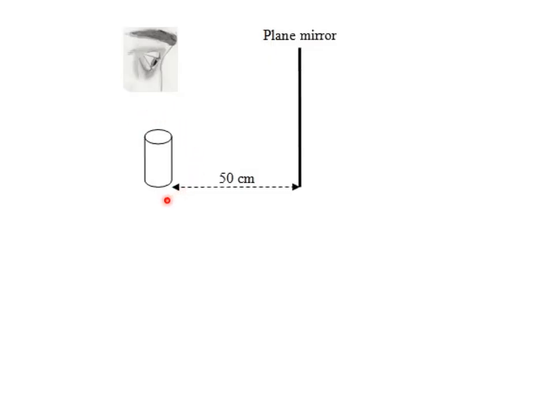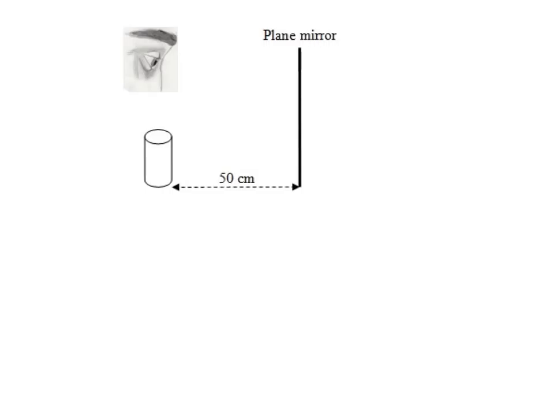So a cylindrical object is placed 50 centimeters in front of a plane mirror, and in part A you want to draw a ray diagram for this object showing how this observer is going to see the image in the mirror. So there are a bunch of light rays coming off this object, and those rays are hitting the mirror and reflecting back into the person's eye, but just for the sake of simplicity and to make the diagram a lot cleaner, I'm just going to draw two of those rays, one coming from the top of the object and one coming from the bottom of the object.